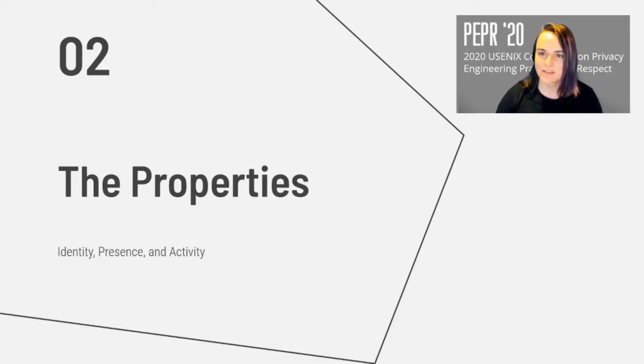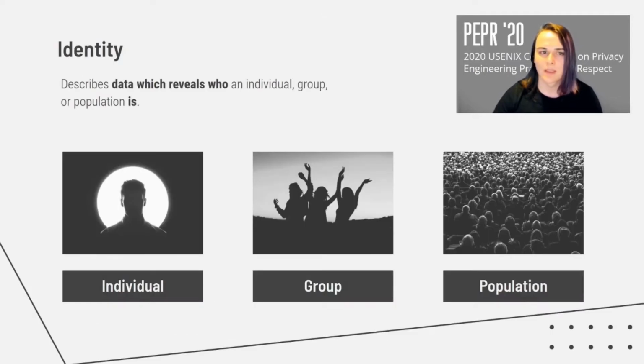Let's just dive right into these. Identity is about data that reveals who it's about. So things like a full name, a date of birth, social security number can be attributed to an individual. Or when you're talking about a group, it could be a member of a household, employee of a company, being part of a social circle of some sort. Or whether you're talking about some larger population like a nationality, gender, age group, religion.